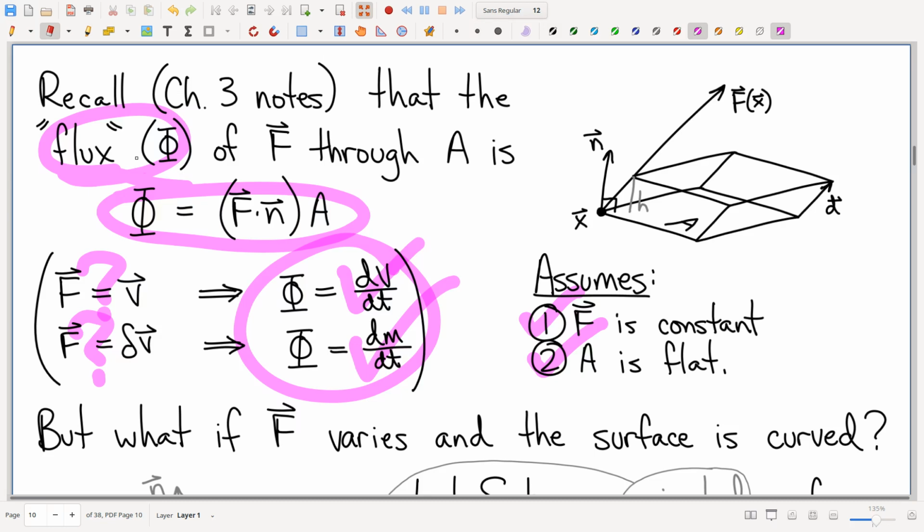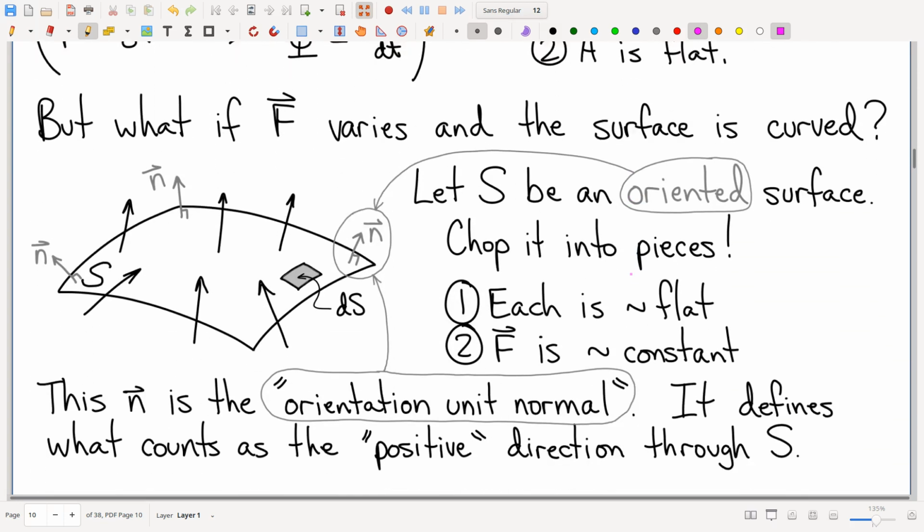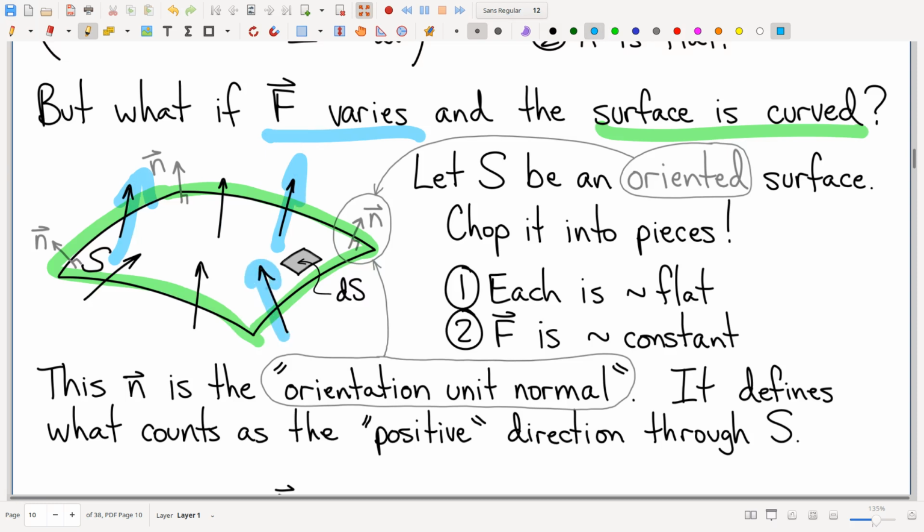Okay. So how do we deal if we have a non-flat surface? Let me change my colors. Curved surface, like so. Non-constant vector field, like so. Right? We can't just use the above formula. It doesn't even make any sense.